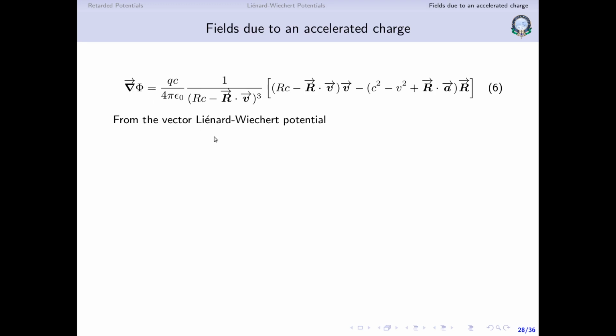Now from the vector Liénard-Wiechert potential, A of r comma t is equal to v by c square into phi, right?